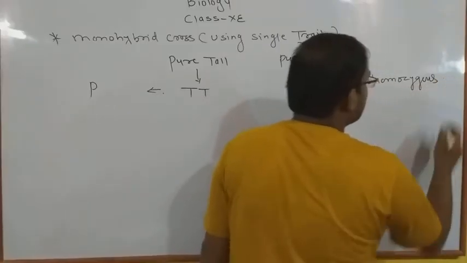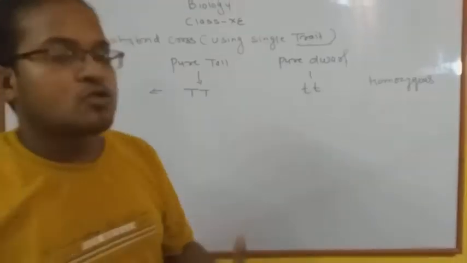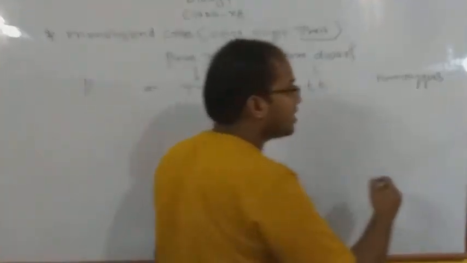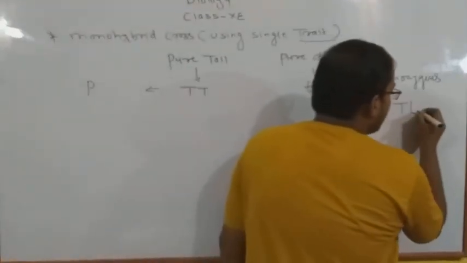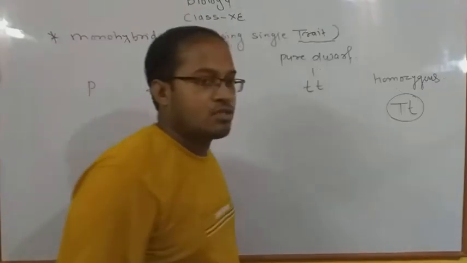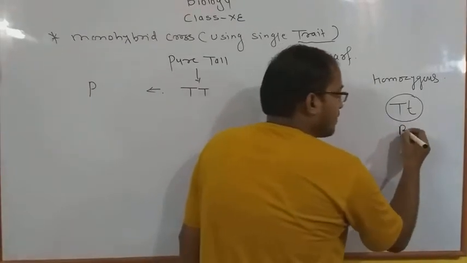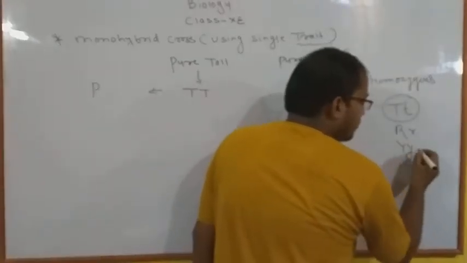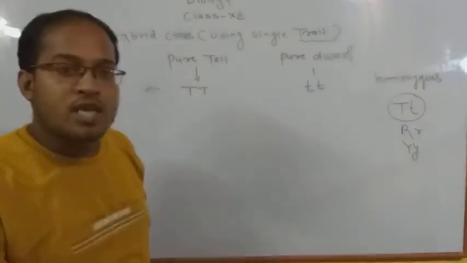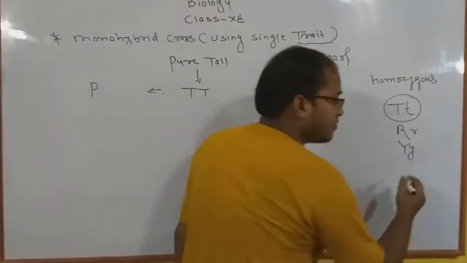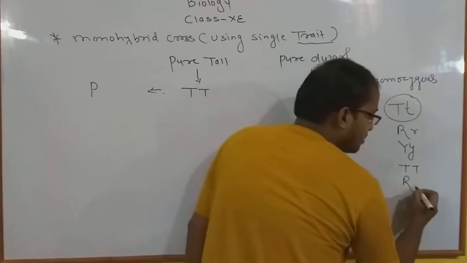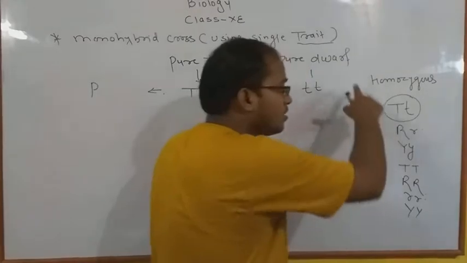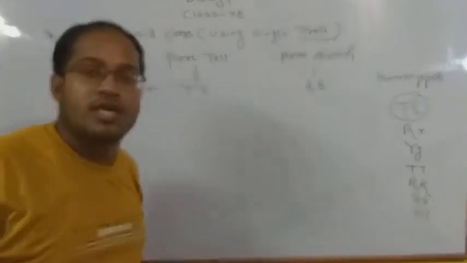What is the meaning of homozygous? Homozygous means the same types of characters, and different types of characters are called heterozygous. Suppose I am giving an example here. If there is a capital T and one small t, it is heterozygous. Next, suppose it is a capital T and small r, it is called heterozygous. Here capital T and small y, it is also heterozygous. Homozygous means both the characters are the same, like capital T and capital T, or small r and small r. So these are the characters of homozygous and heterozygous.